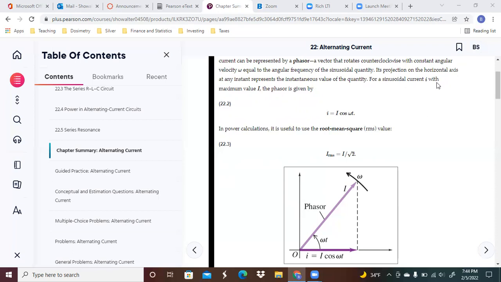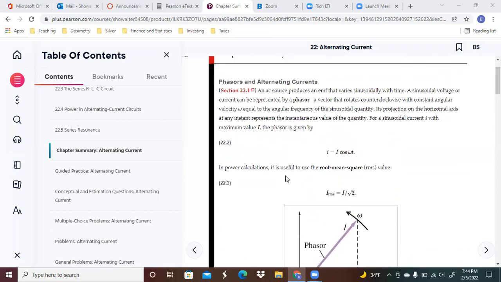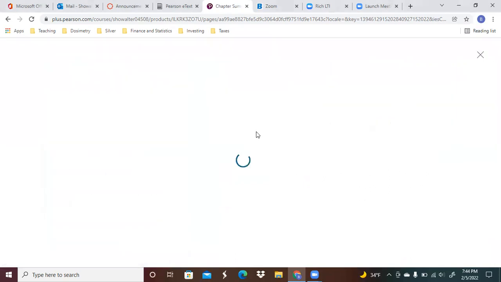So for a sinusoidal current, I, with maximum value of capital I, the phasor is going to be given by this. Now with power calculations, it's useful to use the root mean square value, which is capital I divided by the square root of 2. So let's take a look at that.